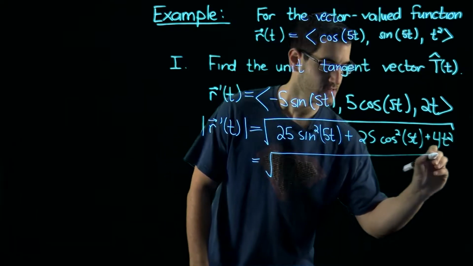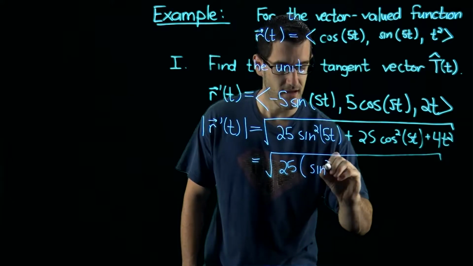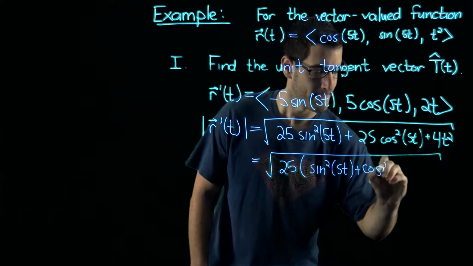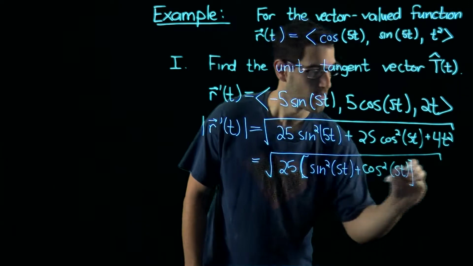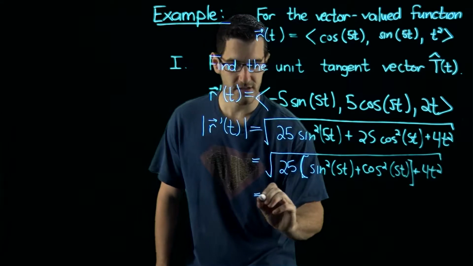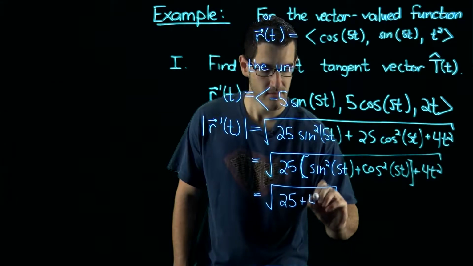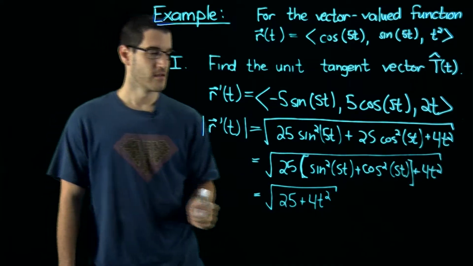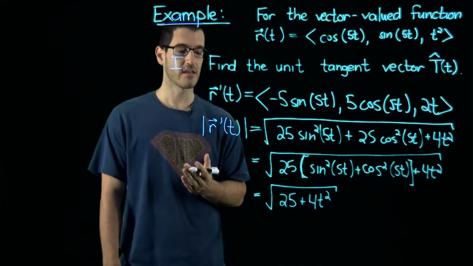You can see very explicitly where that comes up if we factor a 25 out of these first two terms. And there's this 4t squared left over. So this actually winds up giving me 25 plus 4t squared under the square root. And that most certainly is not 1. So we can see that this r prime is not actually a unit vector.